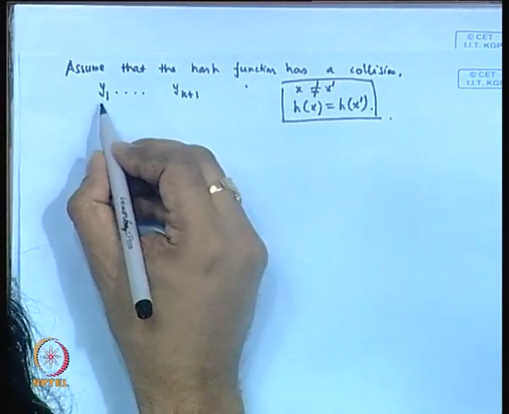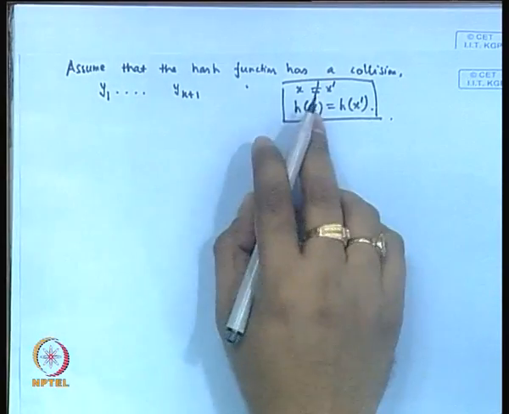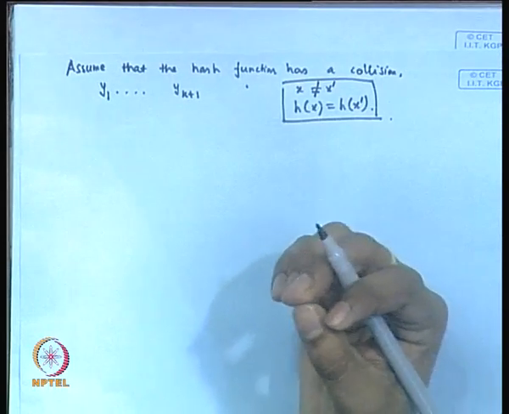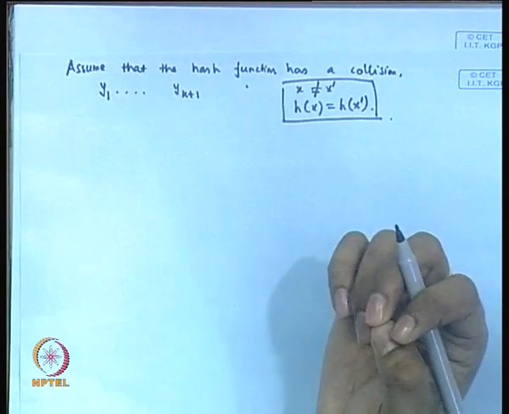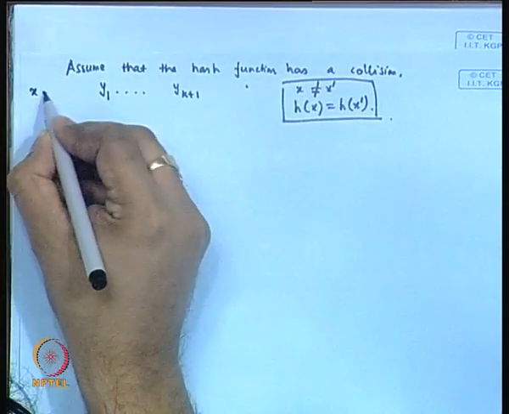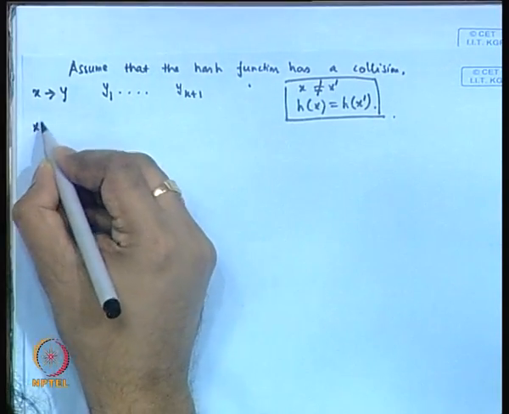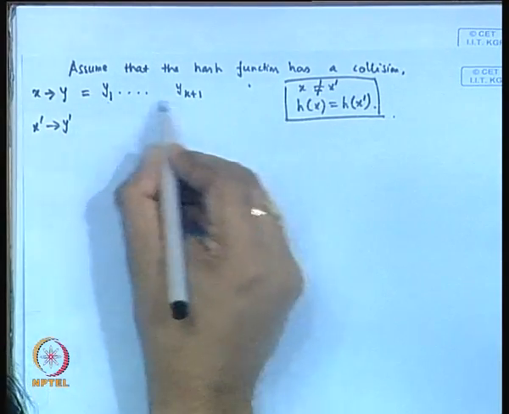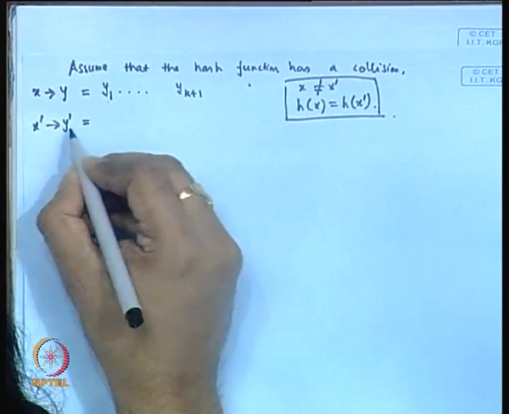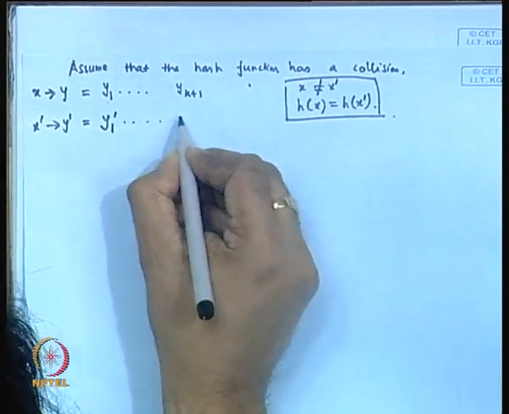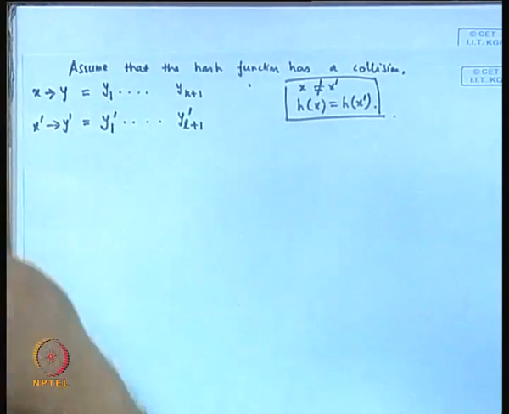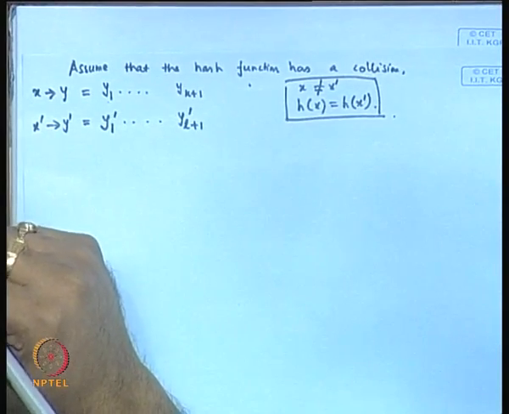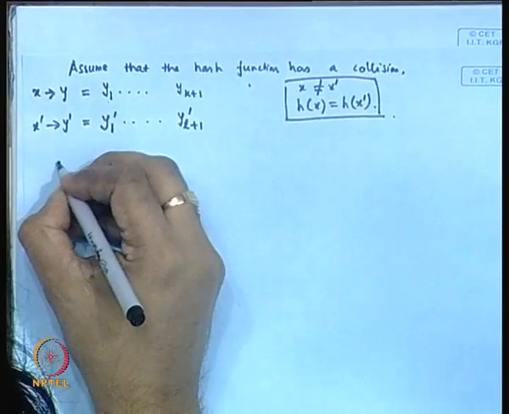Now concentrate on x and x dash, and on the two pre-processed steps of x and x dash. Assume that x results in y and x dash results in y dash. So y is y1 to yk plus 1 and y dash is y1 dash to yl plus 1 dash. These can be two arbitrary lengths, based upon which we have done this operation.